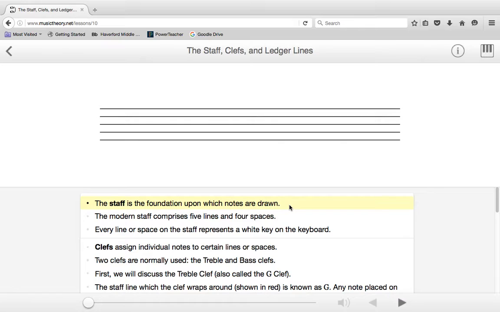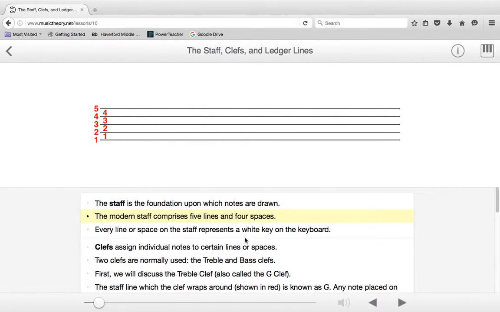The bolded words are what you need to know the most. The bolded words are all vocab words. And so here it says the staff is the foundation upon which notes are drawn. So the word staff is an important word because we're always going to be talking about the musical staff, which is right up here. Okay, so you can click to the next one, or your arrows work just as well.